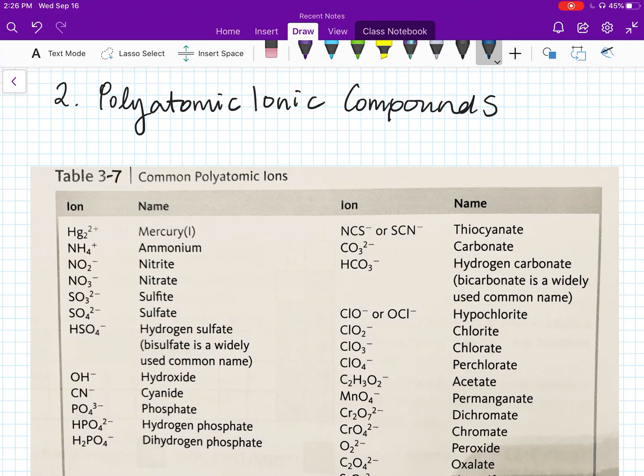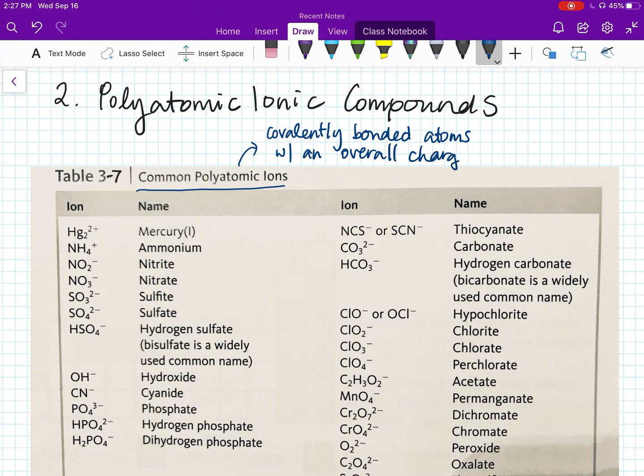Okay, so now we're going to name the second type of ionic compounds, also known as polyatomic ionic compounds. Polyatomic ionic compounds contain polyatomic ions, and this Table 3.7 from your book has a list of the common polyatomic ions. Polyatomic ions are a group of covalently bonded atoms with a net charge. So they're like little molecules, except they have a net charge on them. So they are covalently bonded atoms with an overall charge.